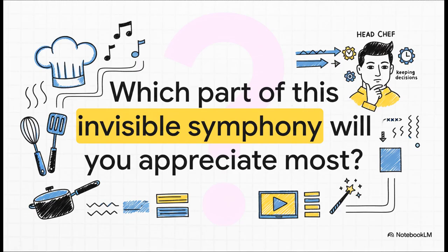So the next time your computer feels instantaneous, you're streaming a movie, dozens of tabs are open, everything's working perfectly, just take a second. Which part of this invisible kitchen symphony will you appreciate the most? Will it be the chefs and their teams of assistants working in perfect harmony? Or will it be that incredible head chef making thousands of split-second decisions just to keep the whole show running? The magic is absolutely real, but now you know how the trick is done.